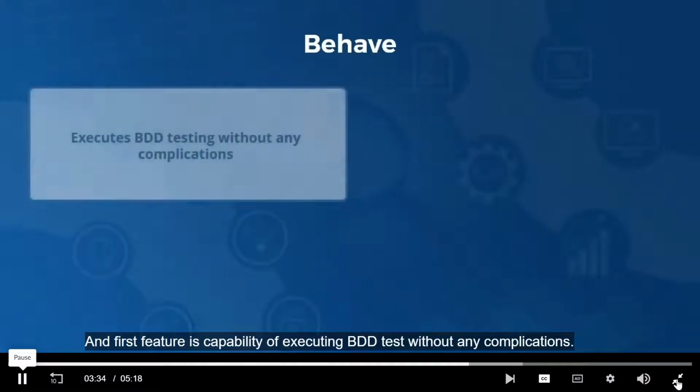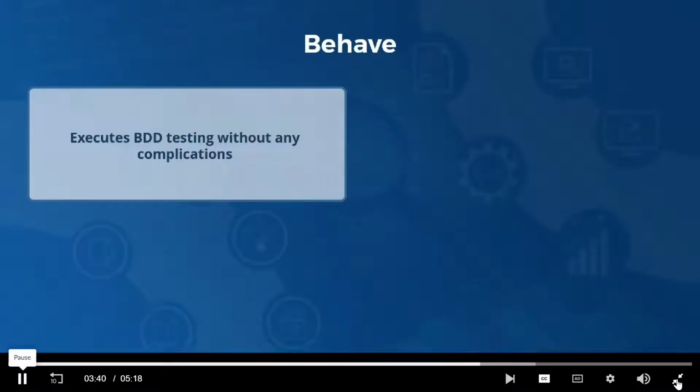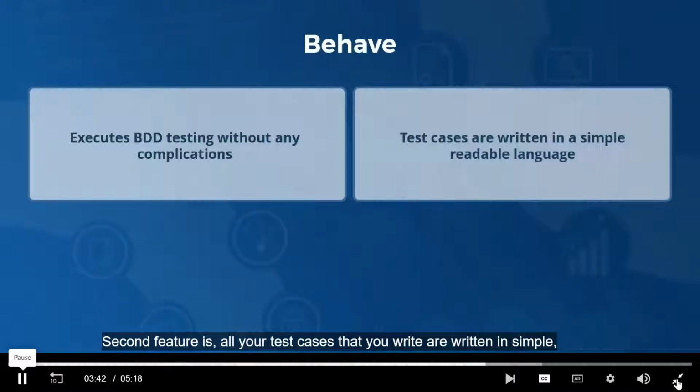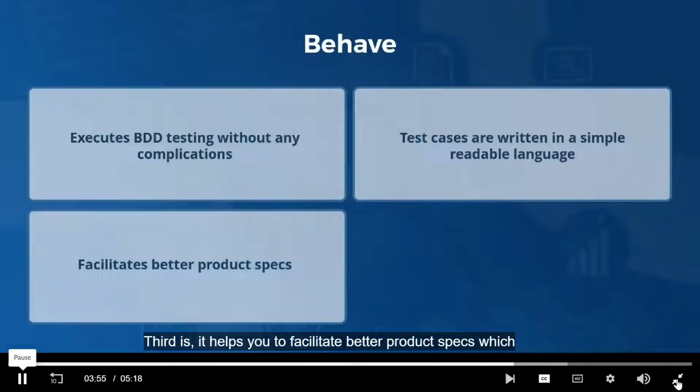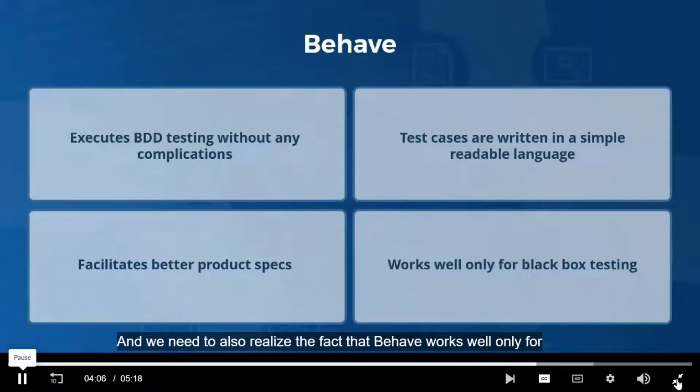The first feature is the capability of executing BDD tests without any complications. The second feature is that all the test cases that you write are written in simple, readable language. In short, novice developers can also understand the objective of the test cases. Third, it helps you facilitate better product specs, which can be directly related to the identified requirements. And we need to also realize that Behave works well only for black box testing, so you cannot use it for white box testing needs.